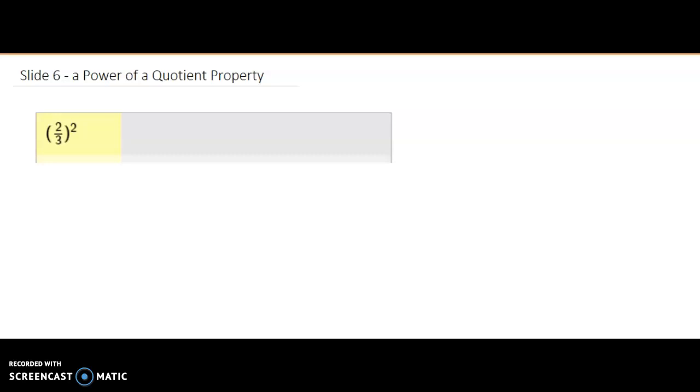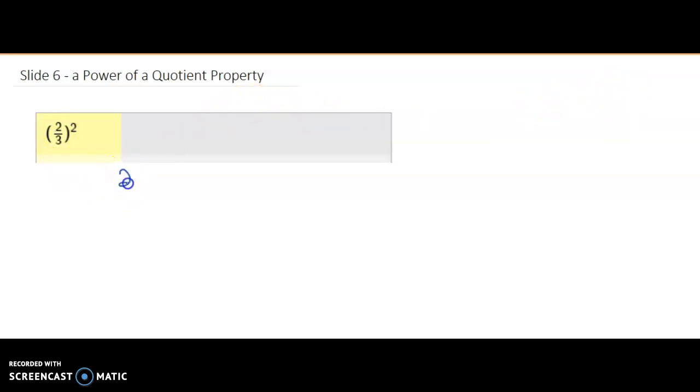Hey guys, I will occasionally record some videos if I don't feel that the video you've been assigned in your curriculum explains things clearly. So on slide 6, when it explains the power of a quotient property, I didn't feel like the other slides did very well. They just kind of gave you the question and then showed you the answer. They didn't show you how you got to the answer. So I'm going to go through a few examples and hopefully that'll help you.